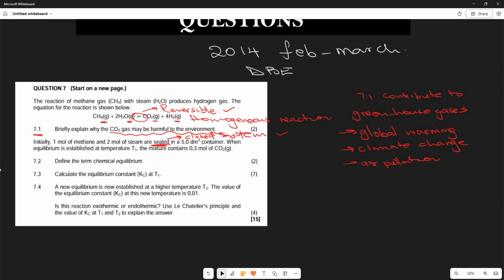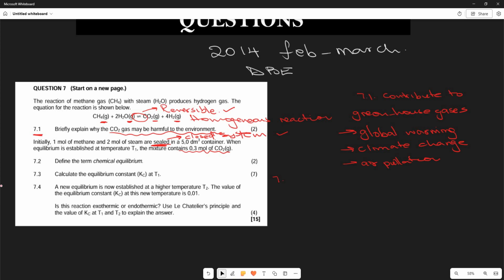So when equilibrium is established or reached at temperature T1, the mixture contains, so at equilibrium, this is what we have of carbon dioxide gas. This is how much was produced, how much was formed at equilibrium, because since carbon dioxide is a product, it is being formed.